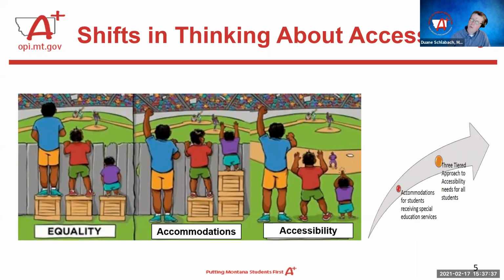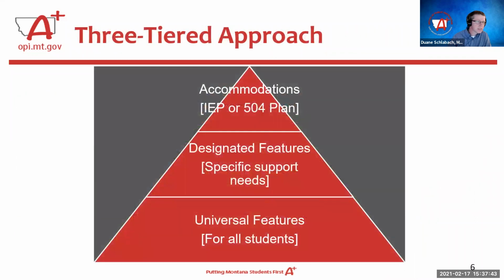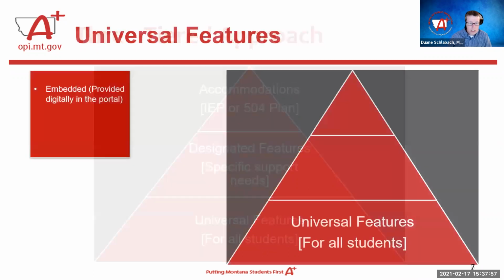And you may go, wait a minute, you said 3-tiered approach, what are you talking about? And there you have it. This is the visual for the 3-tiered approach. This is outlined in this slide here. It talks about universal features, designated supports, and accommodations. And we're going to walk through each one of these tiers, starting with universal features. These are accessibility tools available to all students who would benefit from them.